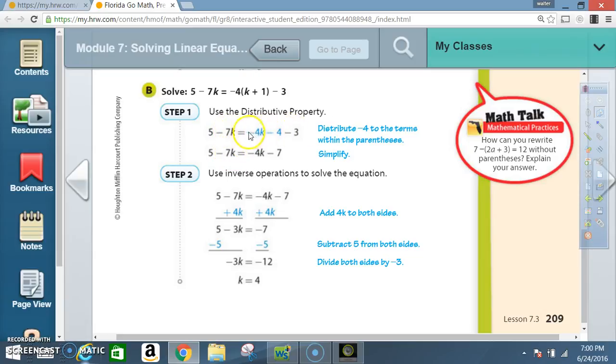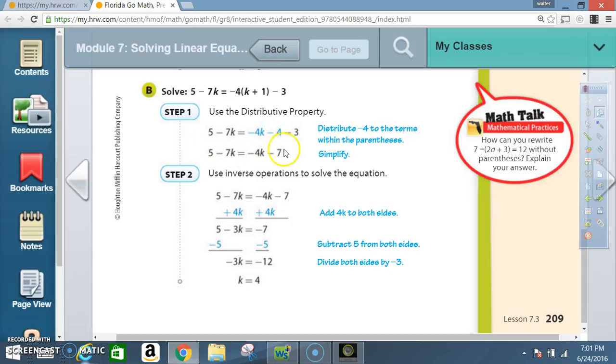On this side, what can I combine? I've got a 4k. Is there any other k on this side? And the answer is no. So the negative 4k comes down. Now I've got a negative 4 minus 3. Negative 4 minus 3 is a negative 7.